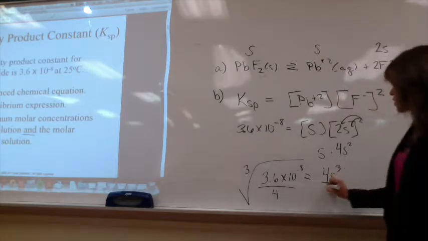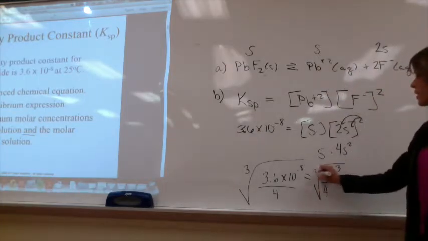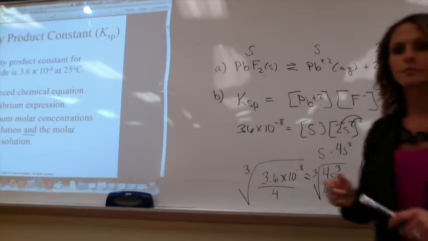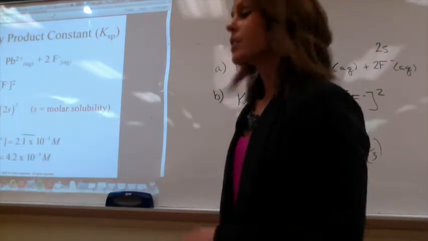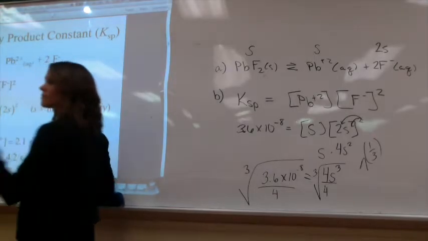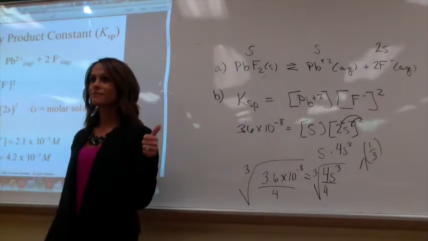Remember that when you cube root it, you're going to plug it in on your calculator as a little hat with a 1/3 in parentheses. So go ahead and try that so that you make sure you don't make a mistake. So the answer is 2.1 times 10 to the negative 3rd.